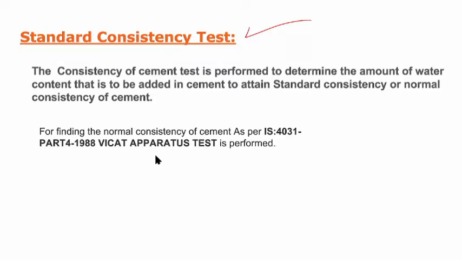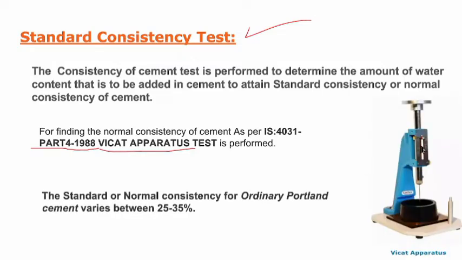The IS code that is used for the purpose is IS 4031 Part 4 1988, and the apparatus used is the Vicat apparatus. This here shows the Vicat apparatus. This is the mold, this is the needle, this is the scale, and this is the weight.